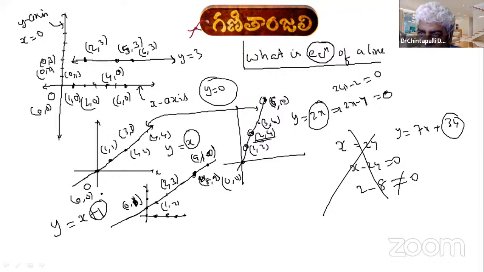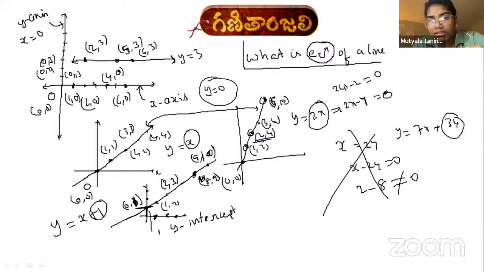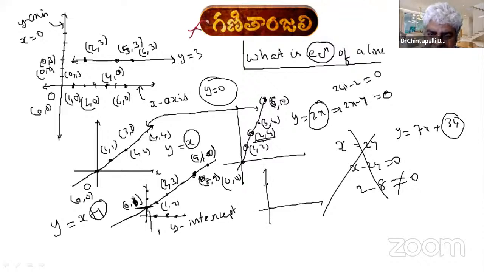We must notice the reason it is plus 1. It's plus 1 because it is 1 unit. This line is at a distance of 1 unit from the origin on the y-axis. This is the distance of this line from the origin on the y-axis. That's why this is called the y-intercept, not intersect. What is the y-intercept of this line? 1.